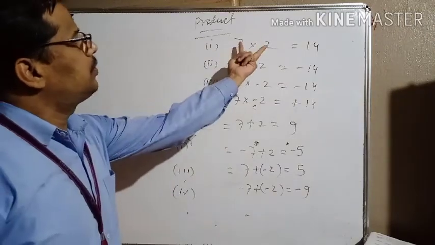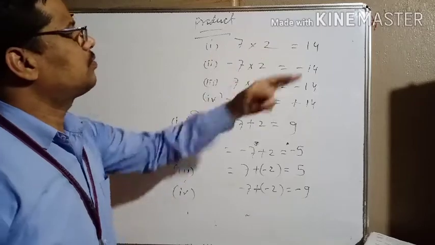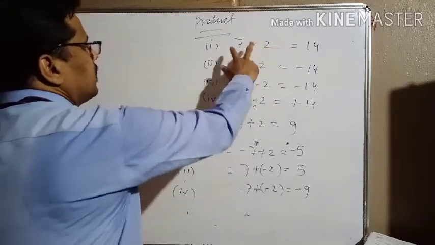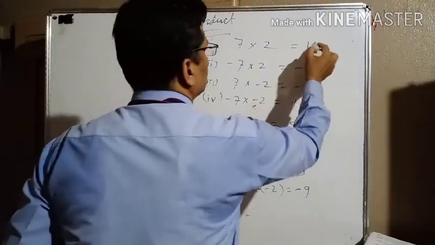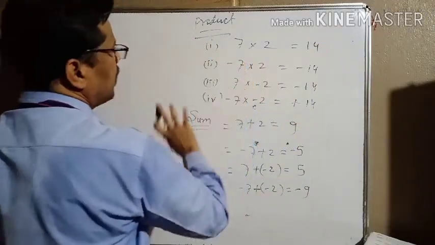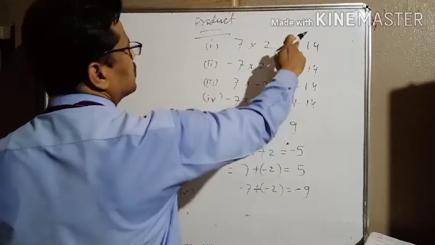So how will you frame the questions? You are taking two factors, the 7 and 2. These are two factors of 14. You are taking these two factors and you can frame how many questions? 4 questions. How can you frame the first question like this? This is the first question. Find the two integers whose sum is 9 and product is 14.